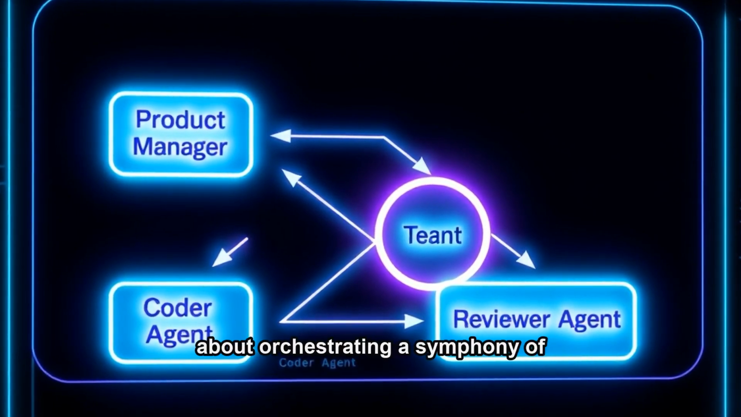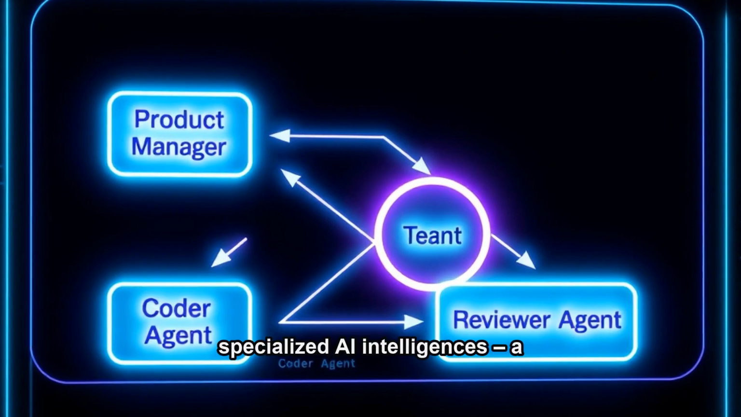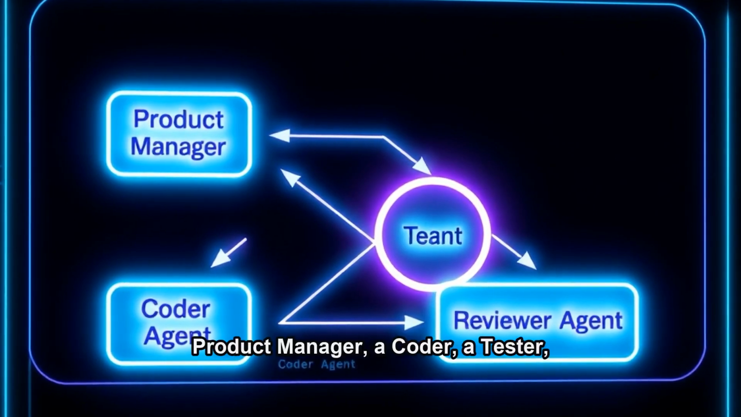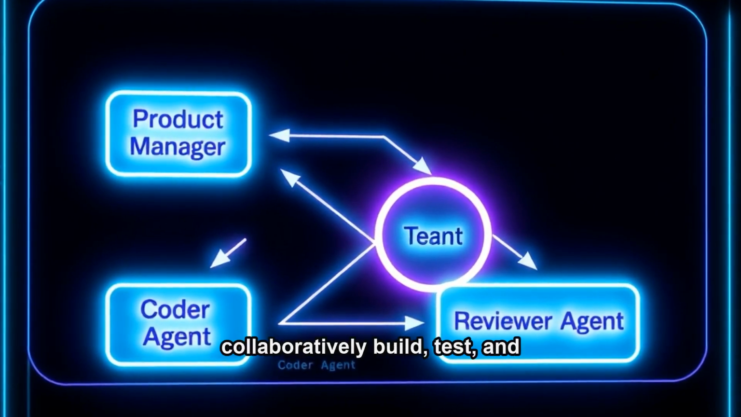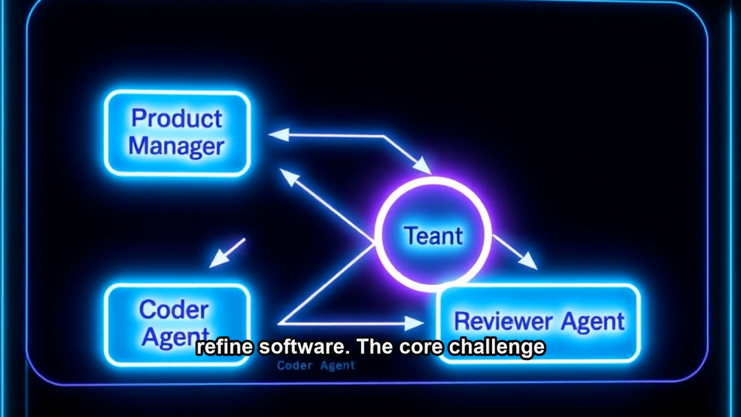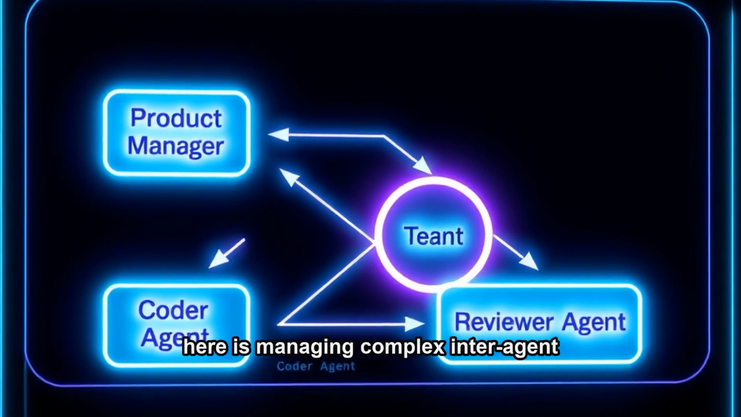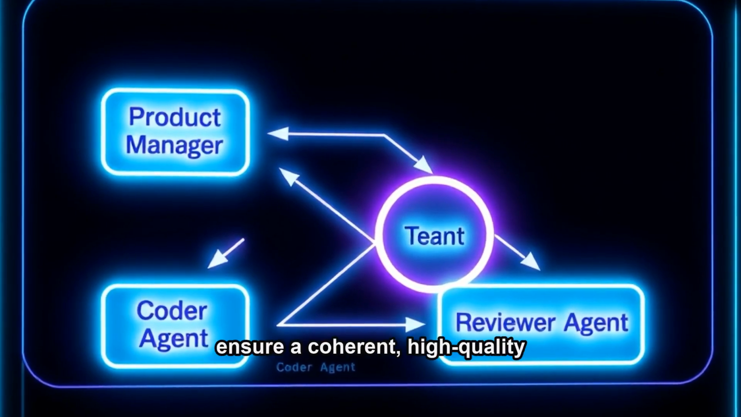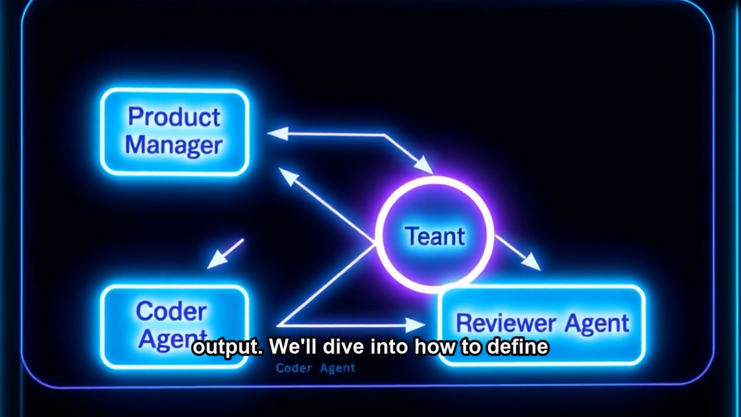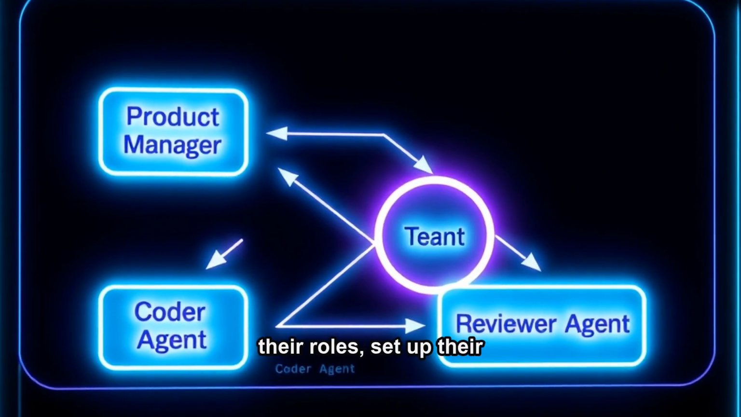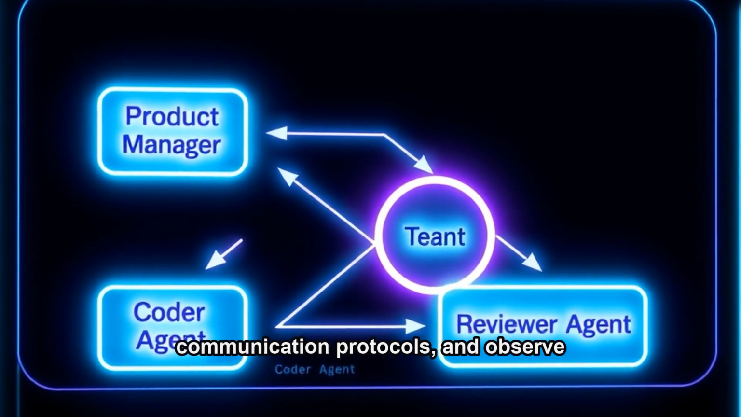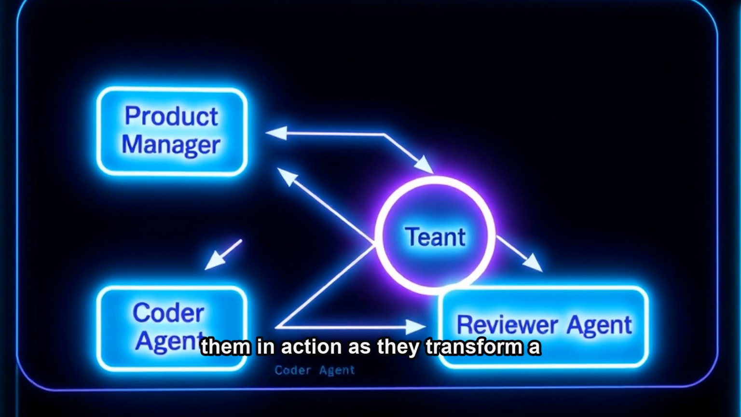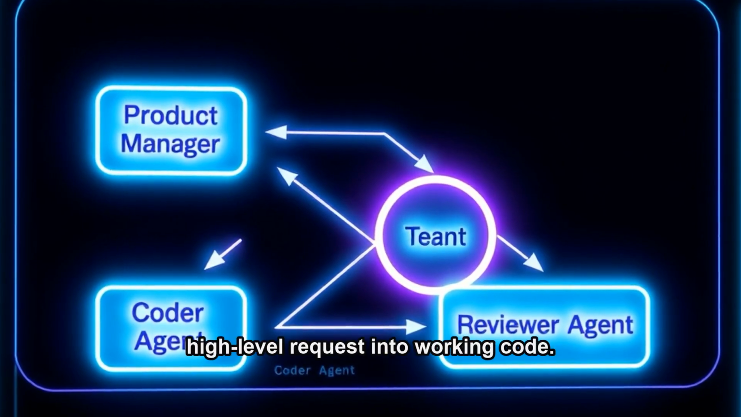It's about orchestrating a symphony of specialized AI intelligences, a product manager, a coder, a tester, and a code reviewer, to collaboratively build, test, and refine software. The core challenge here is managing complex inter-agent communication and feedback loops to ensure a coherent, high-quality output. We'll dive into how to define their roles, set up their communication protocols, and observe them in action as they transform a high-level request into working code.